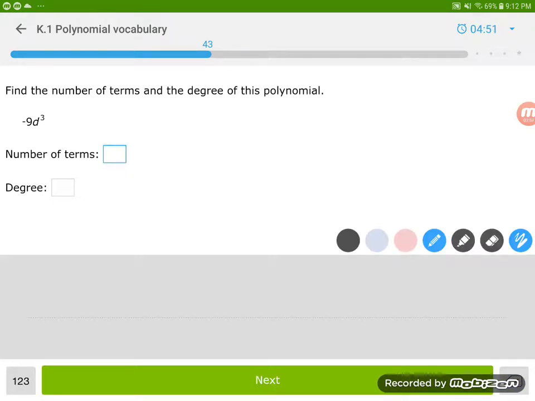Okay, so now we also have to find the number of terms and the degree of it. The number of terms, well, we have just 1 term. We have just 1 term in here. And the degree is going to be, well, we have a highest degree of 3, so our highest degree will be 3.